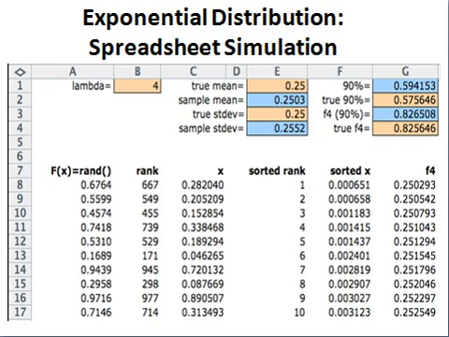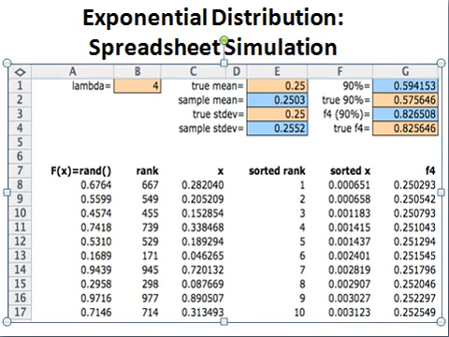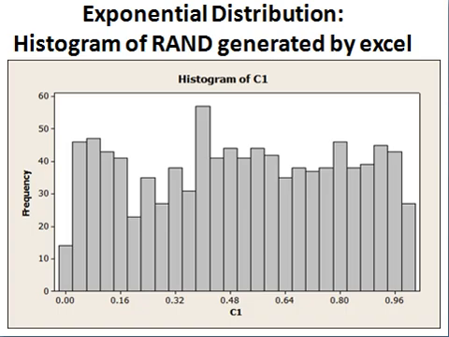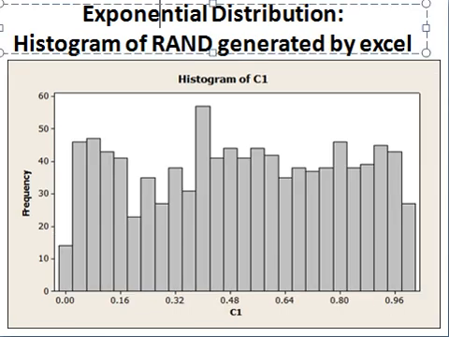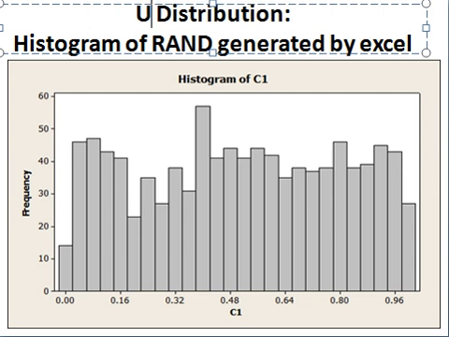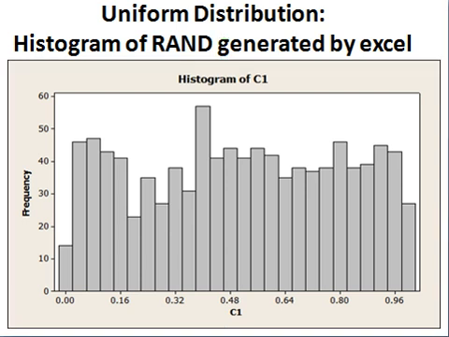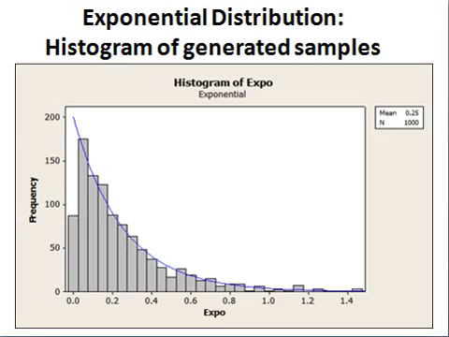This is the Excel sheet which you will receive from me, and here is your rand, and we are basically interested in this x, and this is a histogram which was drawn in class. This is for uniform distribution, and this second one is for exponential distribution, and you can see that it's kind of following exponential distribution.